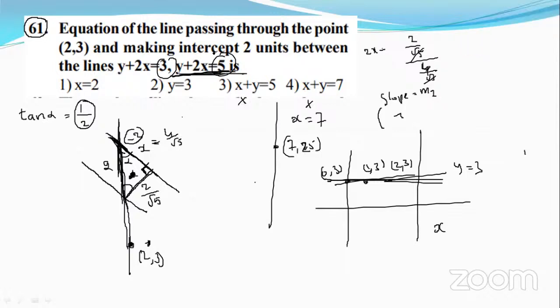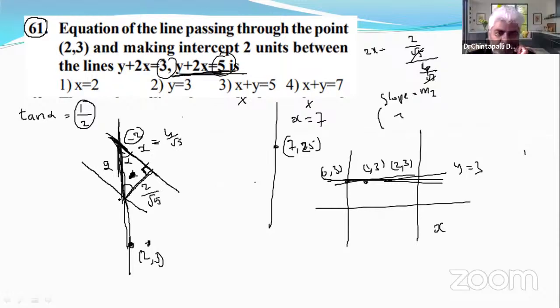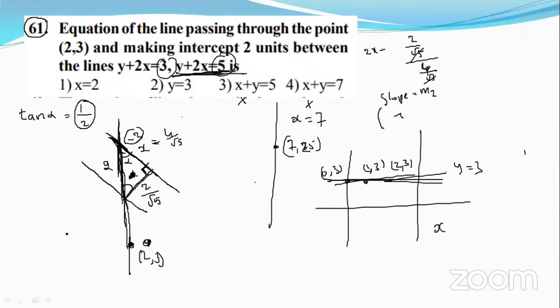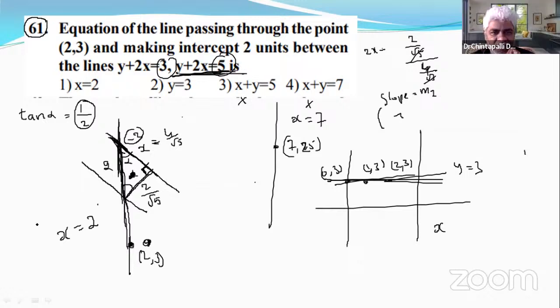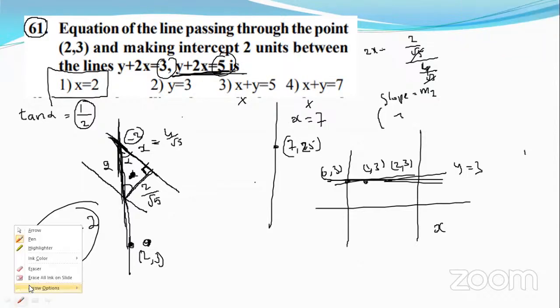Now answer this question. This is the line passing through 2, 3, and clearly it is a vertical line. The equation of this vertical line passing through 2, 3 is? X equals 2, sir. Option 1, right. Very interesting. But it needs much calculation to get this answer. Your analysis is 100% correct.